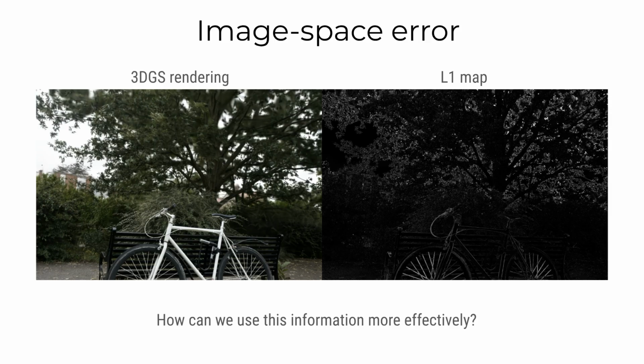Additionally, most methods do not directly use information about image space errors, which could indicate where placing new Gaussians would most improve reconstruction quality. This raises an important question. How can we use this information more effectively?